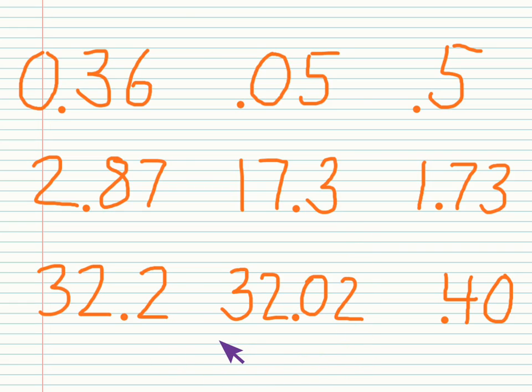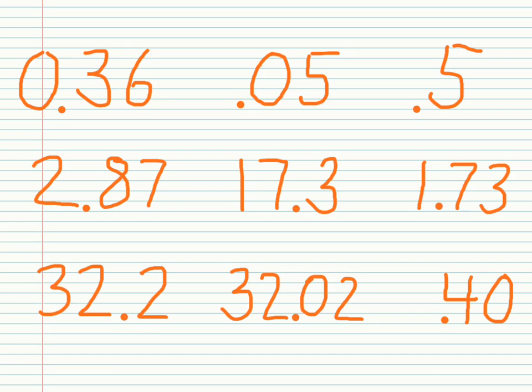Very similar number, but now the 2 is in the hundredths place. What is this number? This would be 32 and 2 hundredths. And one more. This would be 40 hundredths, but really this 0 doesn't need to be there. Anytime there's a 0 on the end of the decimal, you don't need it. So this could also be 4 tenths.